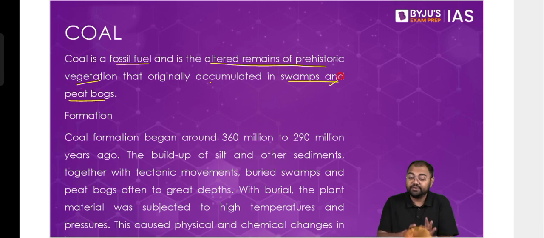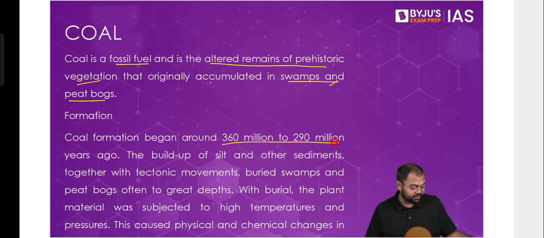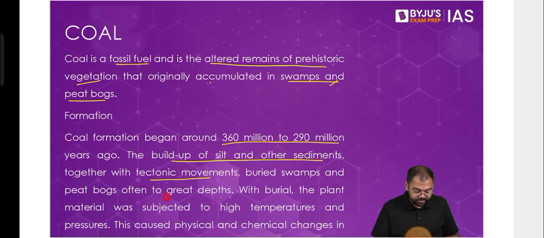So formation would have begun almost 360 million to 290 million years ago, and then from there on, the buildup of silt and other sediments together with the tectonic movements. Right? So buildup of silt and other sediments with tectonic movements buried the swamps and peat bogs often to great depths, and with the burial, the plant material was subjected to high temperature and pressure. This is how we see that the change might have happened. So this is how the formation of coal would have happened.